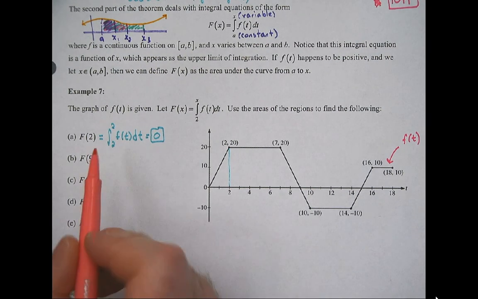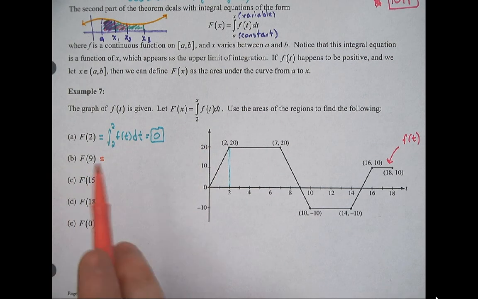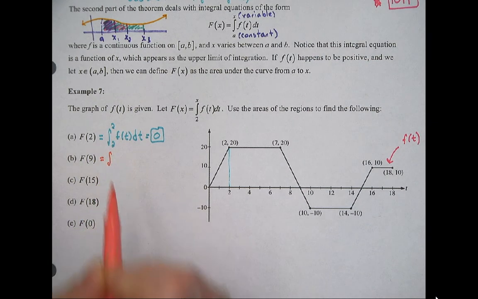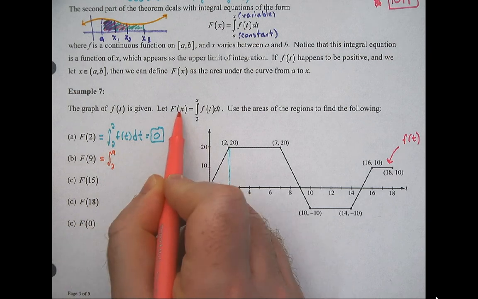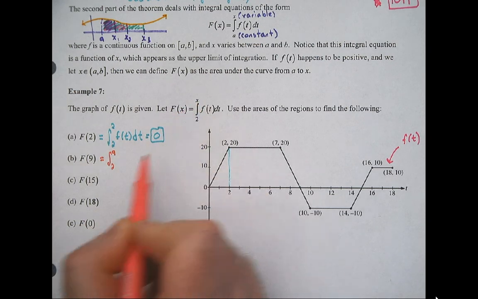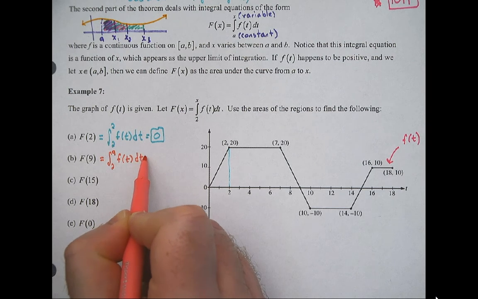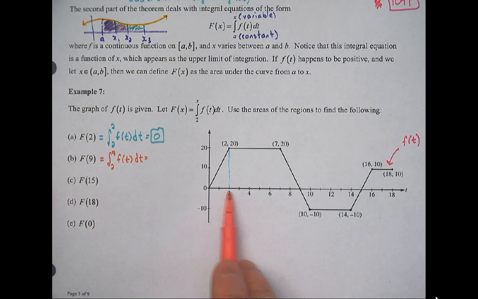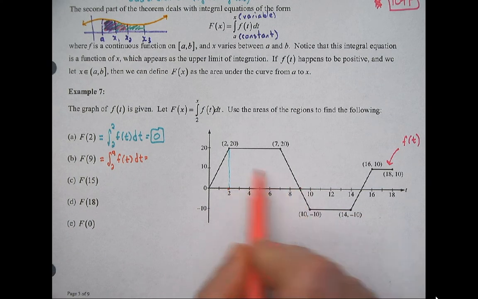All right, let's try the next one. You try to write it up first. So pause. What would f of 9 look like? Okay, so it should be from 2 until 9, f of 9, that means all the x's become 9s, of f of t dt. So now I'm going to find the area under the curve from 2 until 9. So that's from here to there. So I need to find all this area.